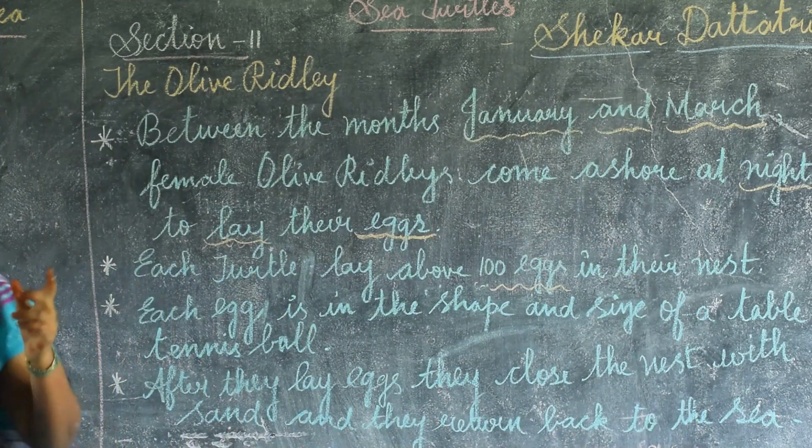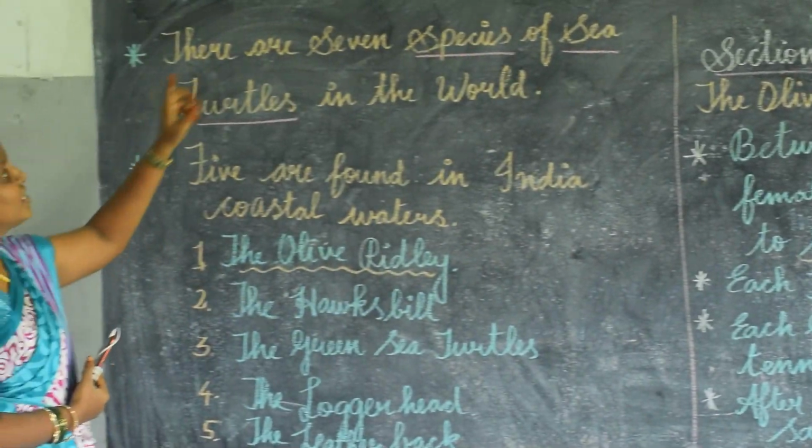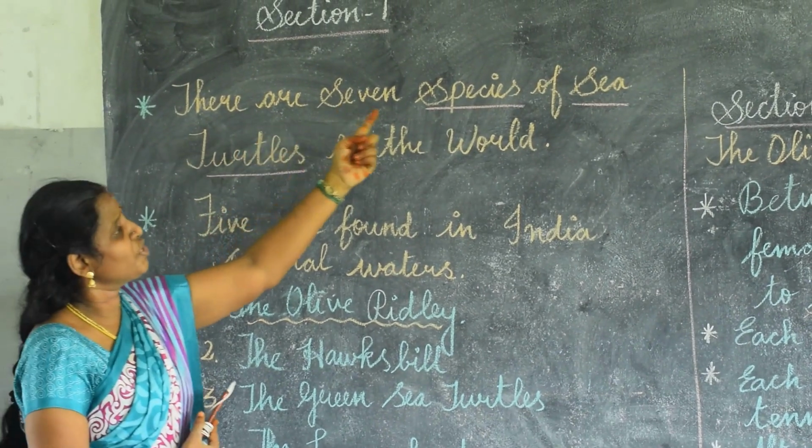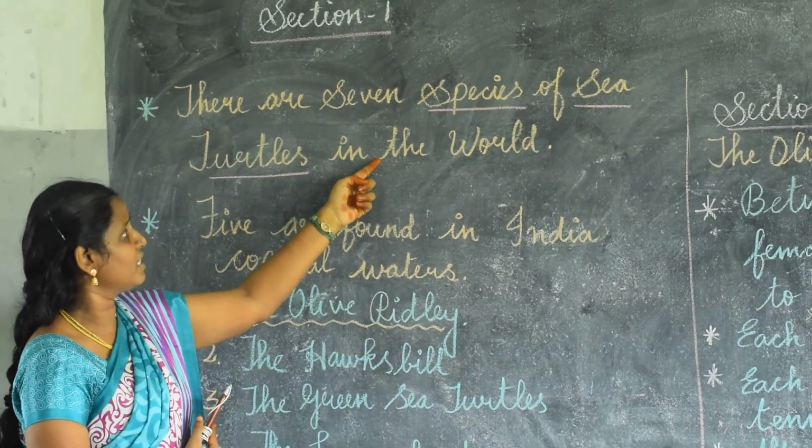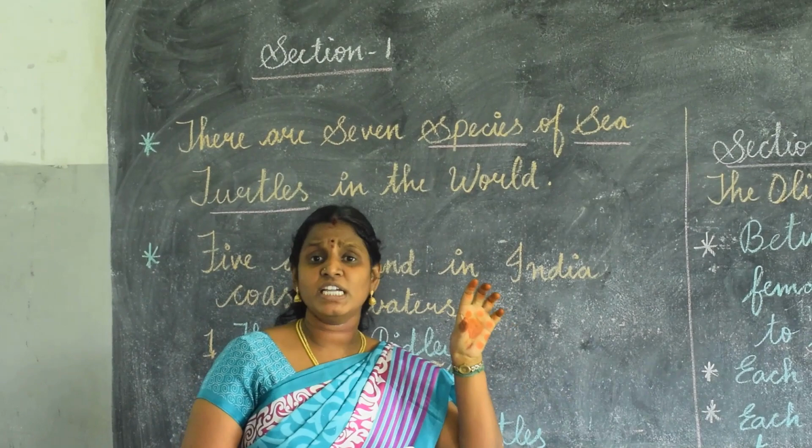Now let's go to section first. There are 7 species of sea turtles in the world. Only 7 species of sea turtles in the world.